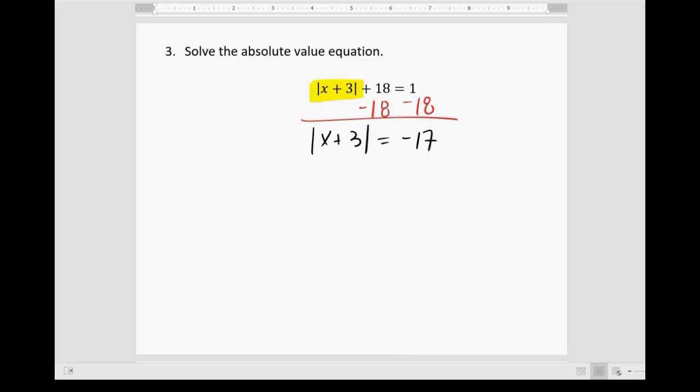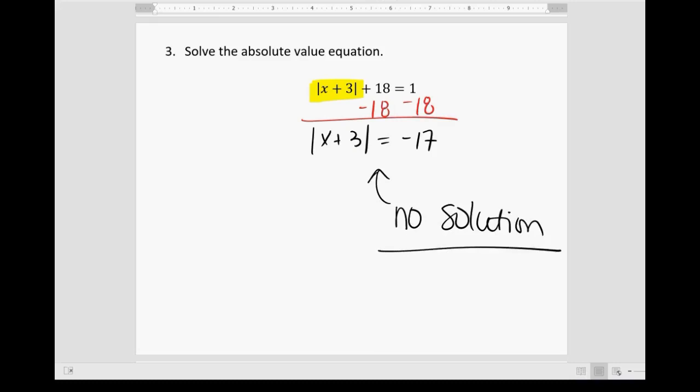Now you want to pay attention to absolute value. The absolute value of something is always going to give you a positive number because the absolute value is the distance that number, or that expression, is from 0. And distance is never negative. You can never have a negative distance. So if you ever have an absolute value expression set equal to something that is negative, then that would be no solution. Okay? So this can never happen. The absolute value of x plus 3 can never equal a negative number. So this would be no solution.